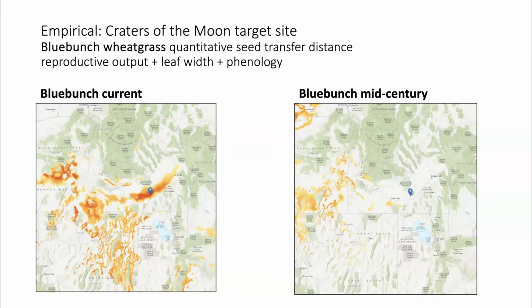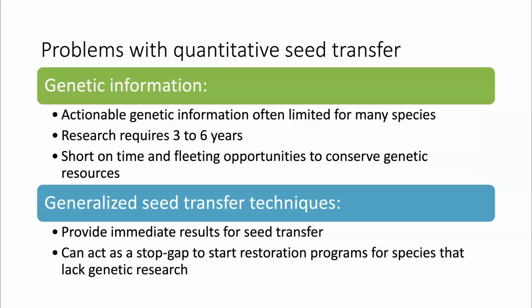If we move to bluebunch wheatgrass empirical seed zones, this is a different model, so you're expecting different results. But you can see that by mid-century, under the same scenario, local seed sources are no longer adapted to this site. We'll have to look elsewhere.